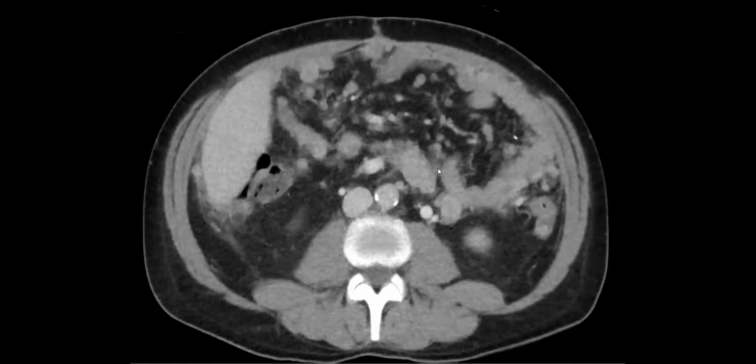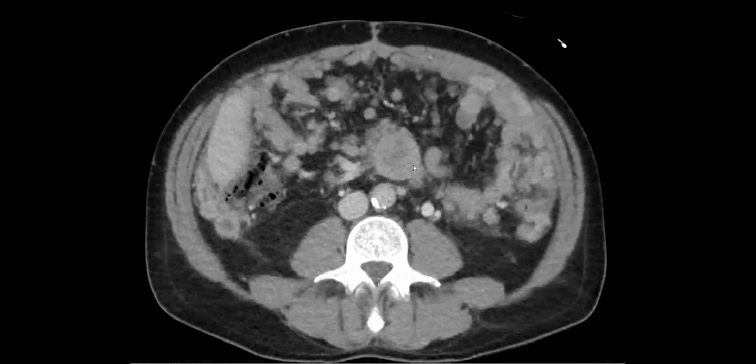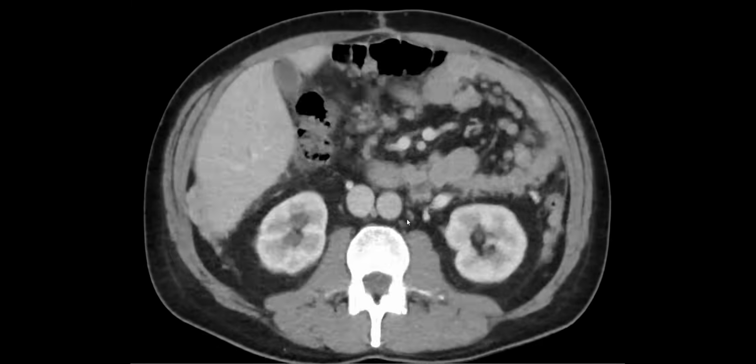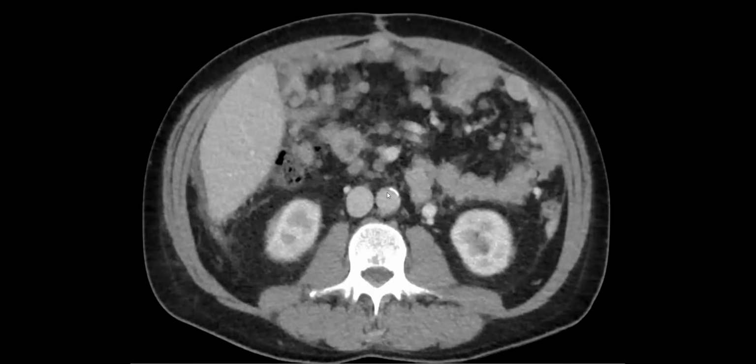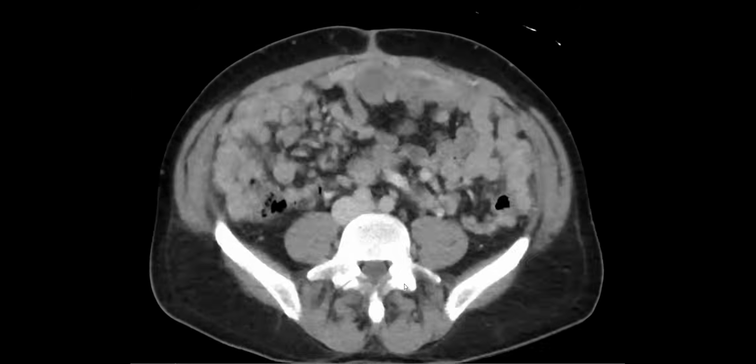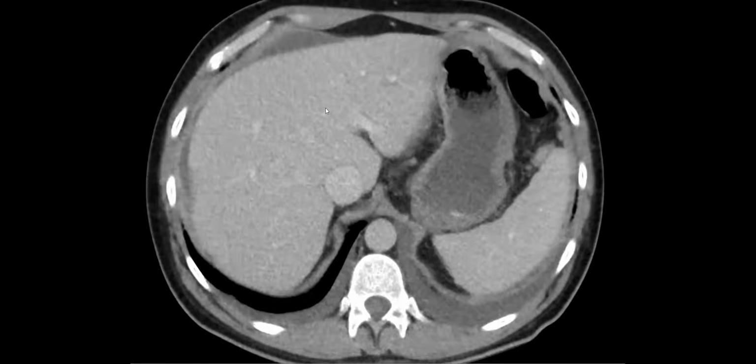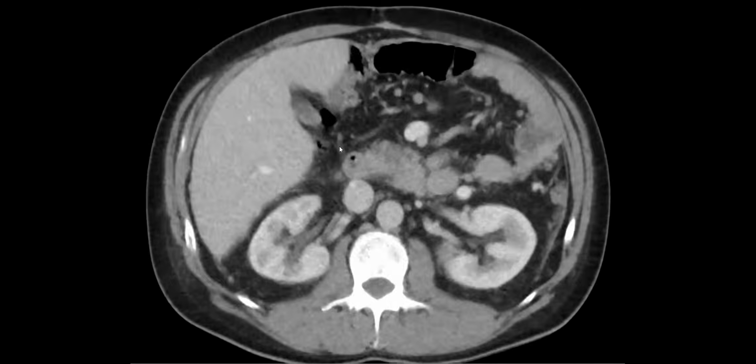GIST likes to spread hematogenously and give you peritoneal and liver metastases. They don't tend to go lymphatically, so no lymph node metastases. They can also give you lung mets. So, yep, that was that.